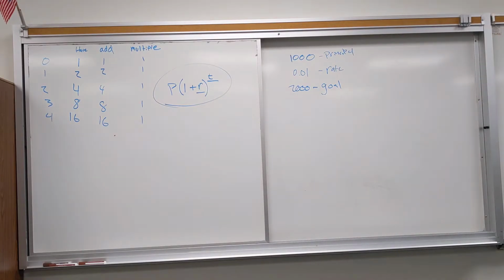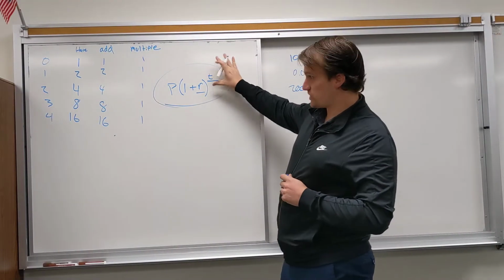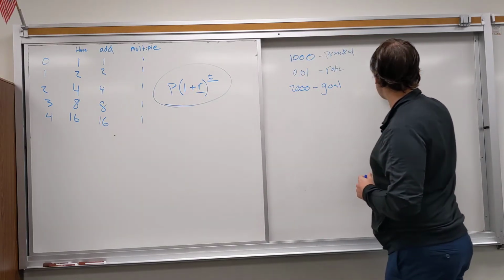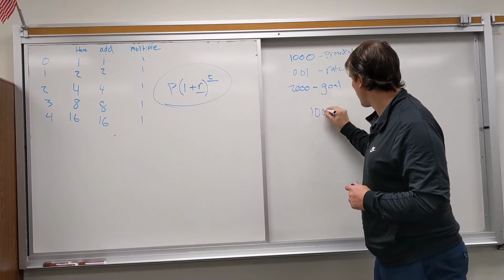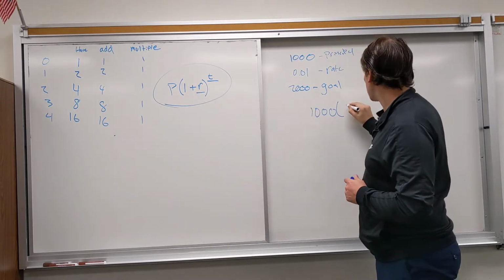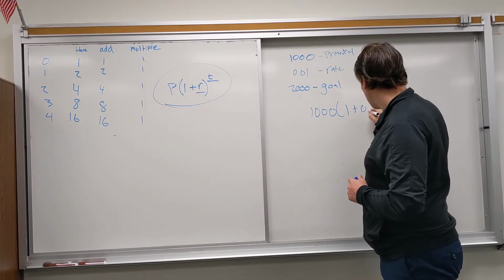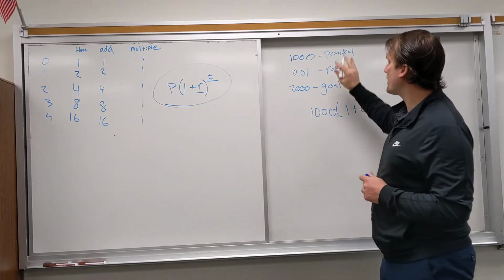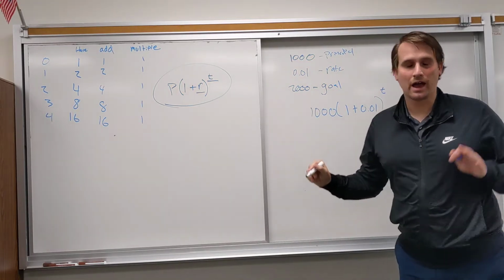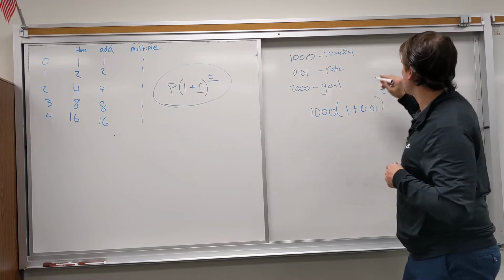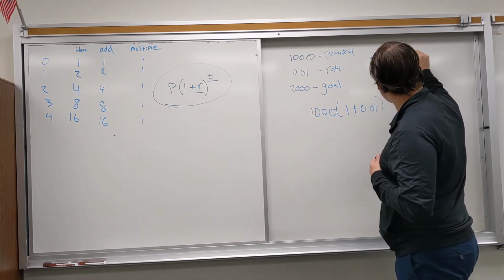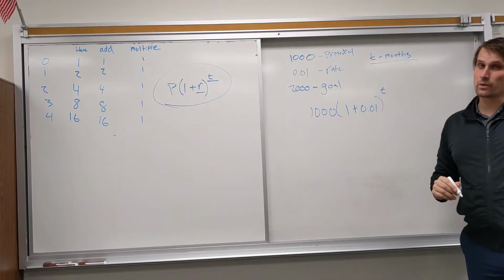But let's combine that together. So in my expression here, the things I know: my principal, so I'm going to put that there, that's 1,000. I know my rate is 1%, so that's 1 plus 1%. I don't know my time, so we're going to go ahead and put t up here. And remember, we said it was 1% per month, so we're going to write down that t is in months so that we remember.